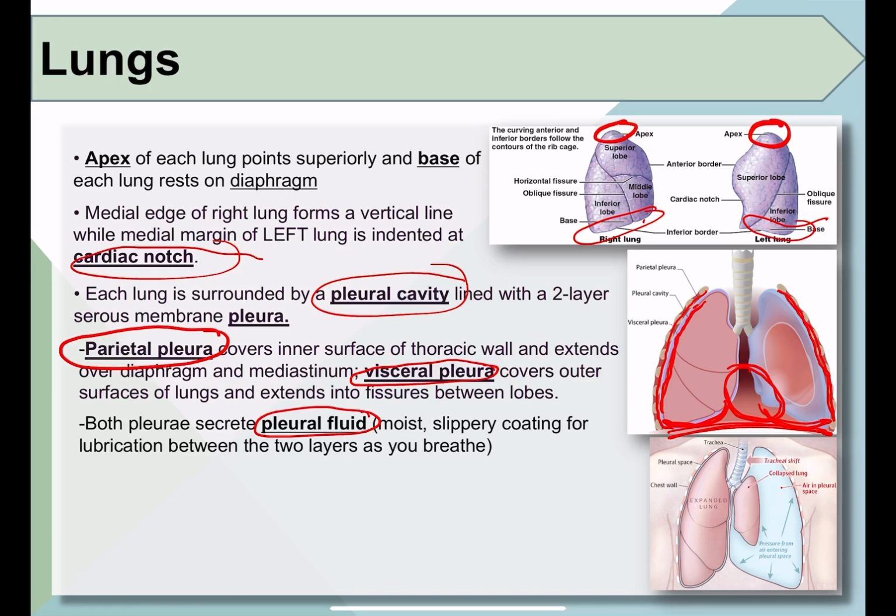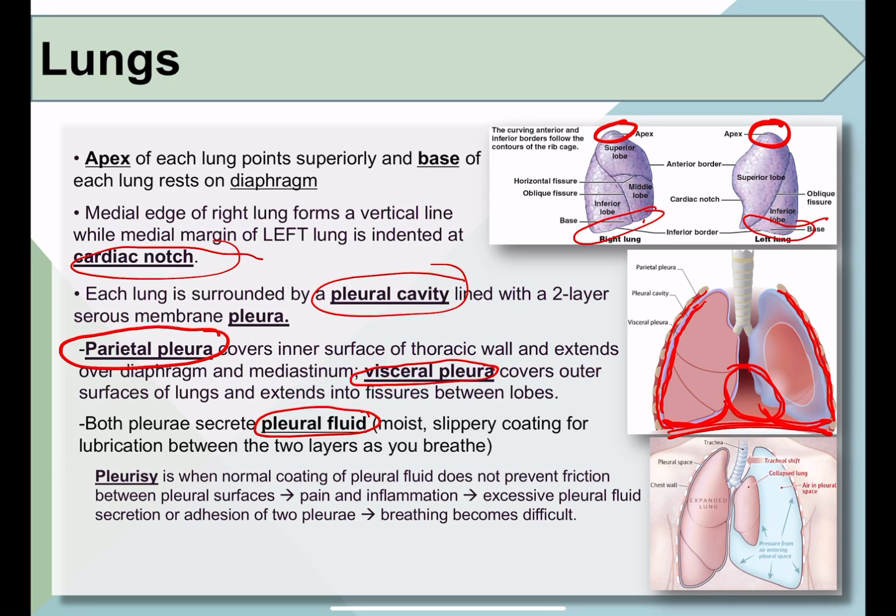Actually, I'll talk about it next, it is for pulling on the lungs and allowing the lungs to expand. Now, similar to the case with the heart, pericarditis and cardiac tamponade we talked about, pleurisy is the condition when the normal coating of the pleural fluid doesn't prevent friction between the pleural surfaces. Maybe the pleural fluid is not enough, which causes the two layers to rub against each other, and that can cause pain and inflammation.